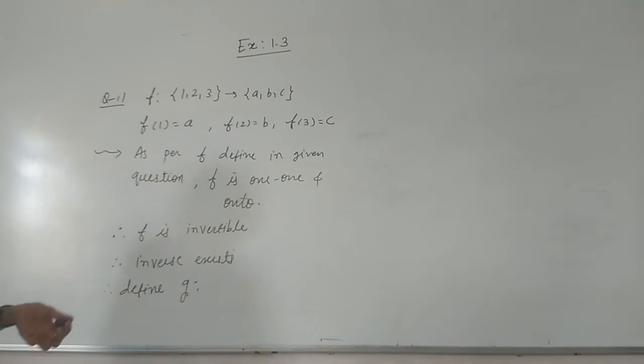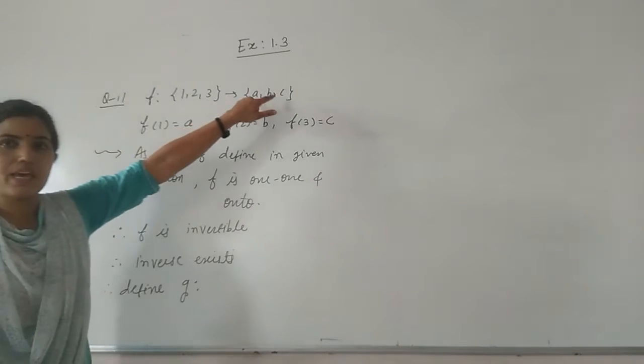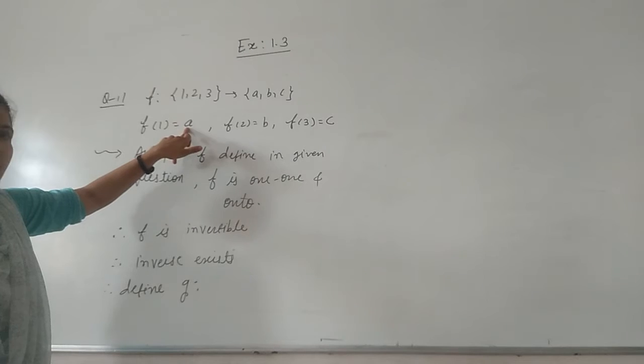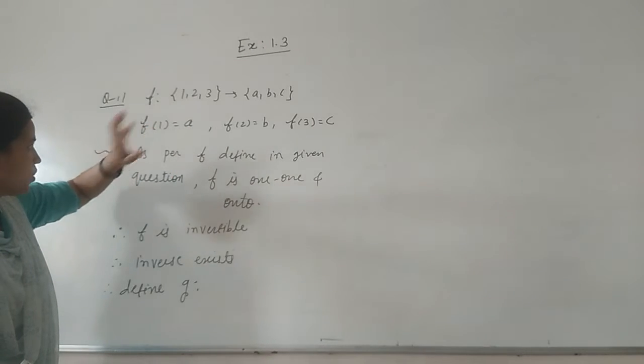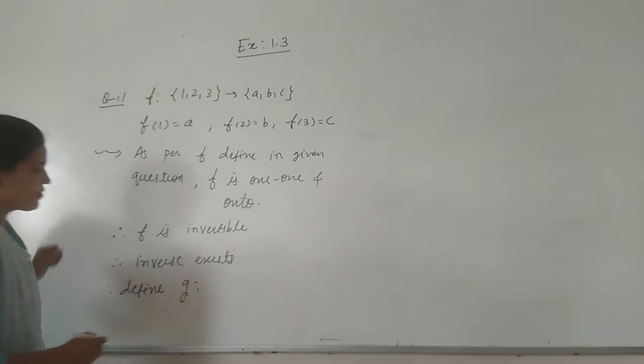तो g हमें कैसे डिफाइन करना है? f के इनवर्स के फॉर्म में. सो इनवर्स मीन्स abc to 1 2 3. और इसका डेफिनेशन भी हम कर लें. जैसे a goes to 1, b goes to 2, c goes to 3. So let me define g.